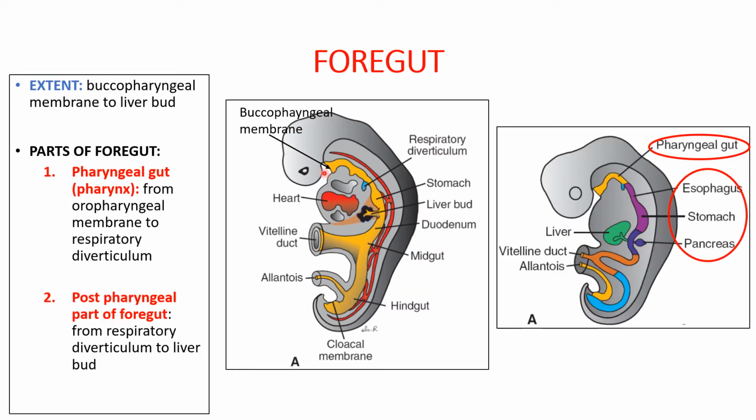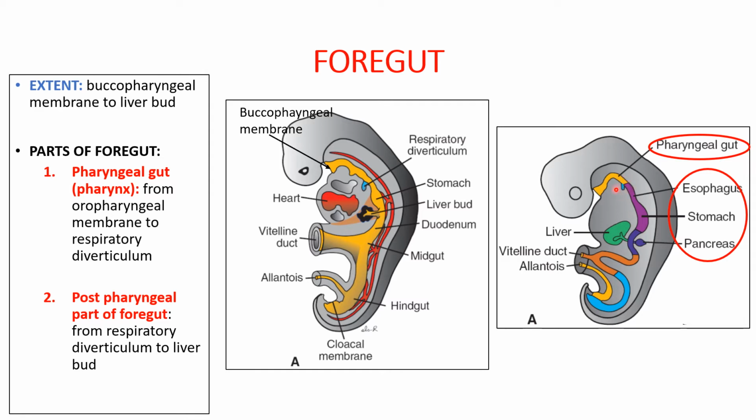So the foregut, which is from the buccopharyngeal membrane to the liver bud, is divided into two more compartments, that is the pharyngeal gut or the pharynx and the postpharyngeal part of the foregut. In the second picture we can see it carefully, this yellow portion of the foregut, which is between the buccopharyngeal membrane and a diverticulum, the blue diverticulum right here. This blue diverticulum is the respiratory diverticulum. It is going to form the lower respiratory system, that is the trachea and lung buds.